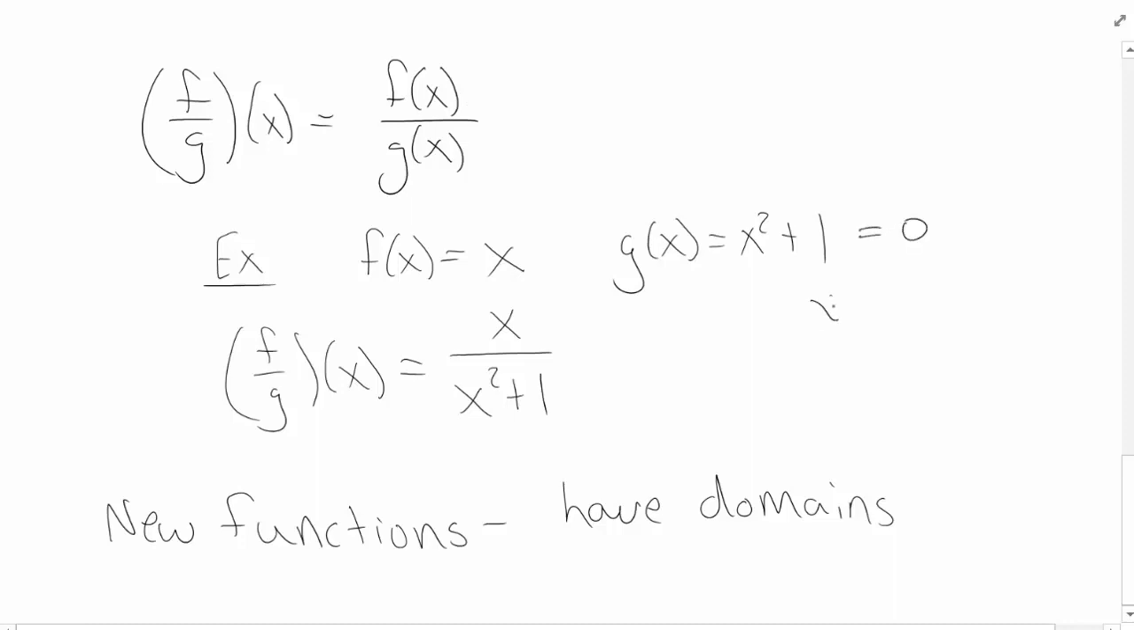And I really only care about real numbers in this case, so there's never going to be a time where x squared is equal to -1 without allowing complex numbers. So in this case, there's not any extra numbers to get rid of, but had I instead had a g of x that was, say, just x, I'd have to eliminate 0 in there.